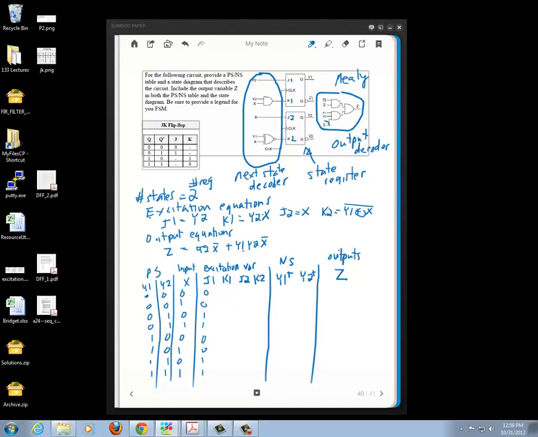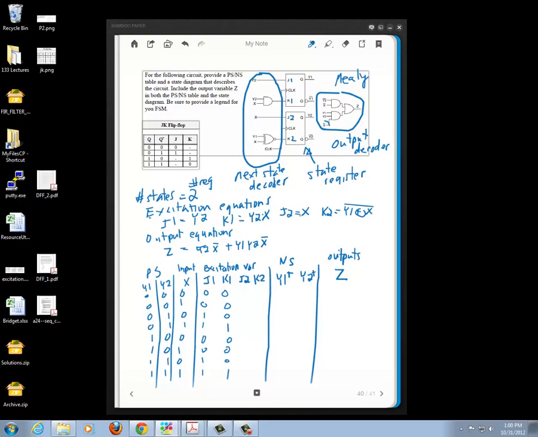Okay, what's K1? K1 is Y2 and X. Here we have Y2 and X for the first row is 0 and 0, which is a 0. 0 and 1 is 0. 1 and 0 is 0. 1 and 1 is a 1. 0 and 0 is 0. 0 and 1 is 0. 1 and 0 is 0. And 1 and 1 is 1.